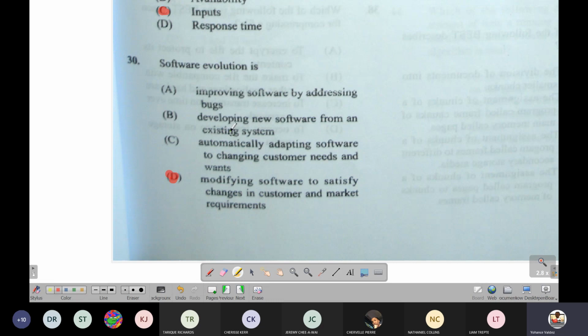What I don't like about C is that we're automatically adapting software. The process is not automatic. Somebody is going to have to go and change it, unless you've written the software to automatically change according to the customer needs, which is borderline artificial intelligence. But D is modifying software to satisfy changes in customer and market requirements.